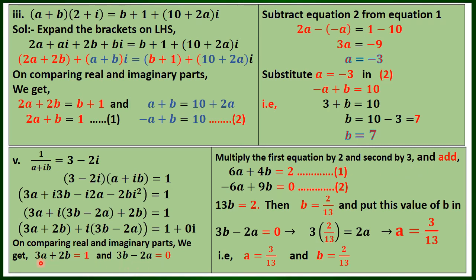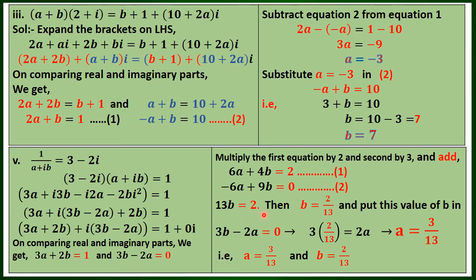First equation if you multiply by 2, then it will be 6a plus 4b is equal to 2, and the second equation we are multiplying by 3, then it is 9b minus 6a is equal to 0. So in both the equations the coefficients of a are equal but the sign is opposite. Then we will add, so we can cancel a from both the equations. Now 9b plus 4b is equal to 13b is equal to 2 plus 0, that is 2.